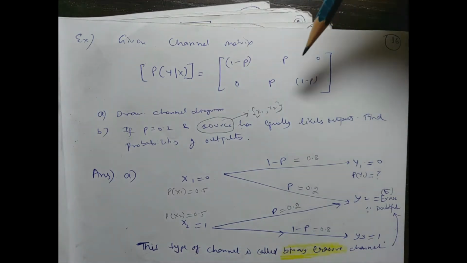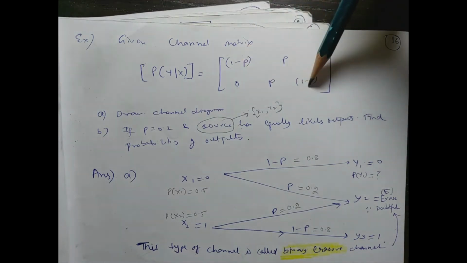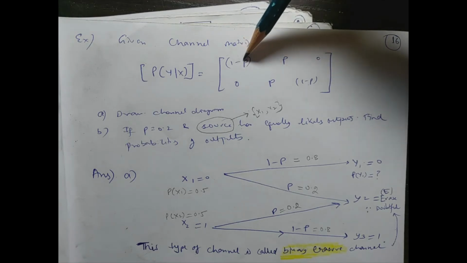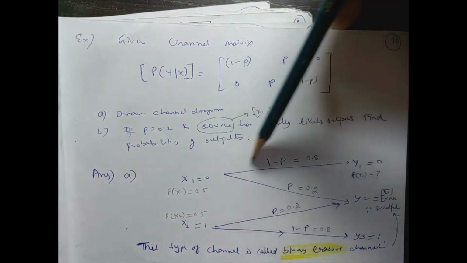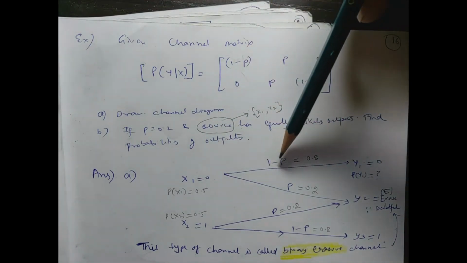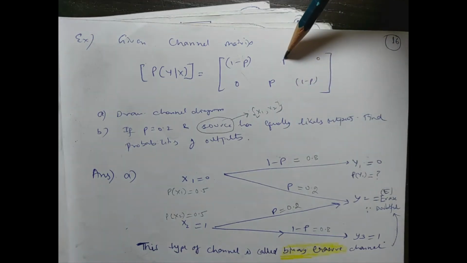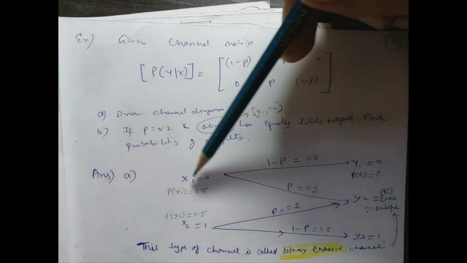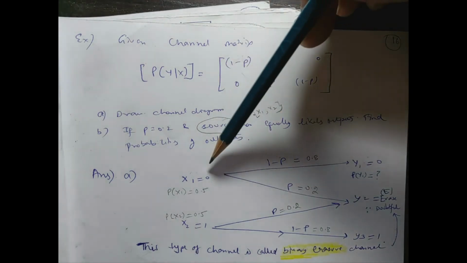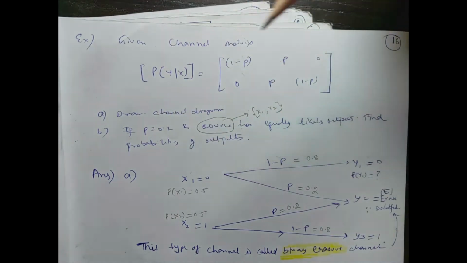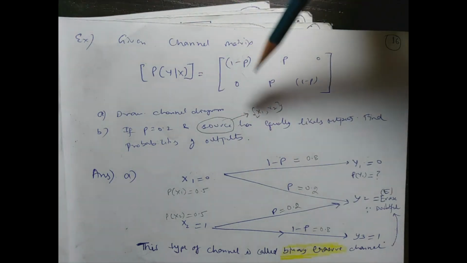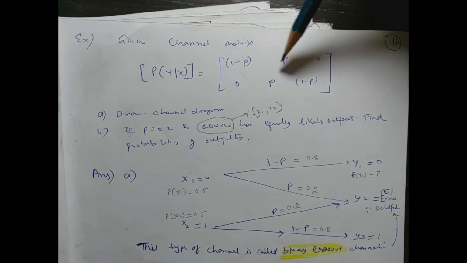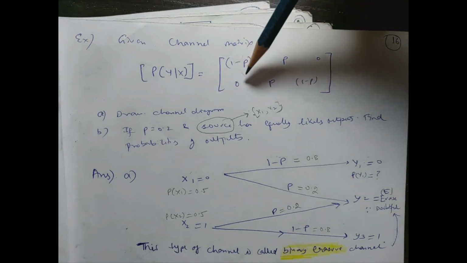Draw the channel diagram. So if you remember the general construct of the channel matrix, this is the probability of receiving a y1 given x1 was transmitted. So x1 was transmitted and y1 is received, so 1 minus p is associated to that. This is the probability of receiving a y2 given x1 was transmitted. Given x1 was transmitted, y2 is received. X1 may be 0 or whatever by data, but its probability is given to you. Let's see where it is given. It is given here, and then I'll quickly run you through this.